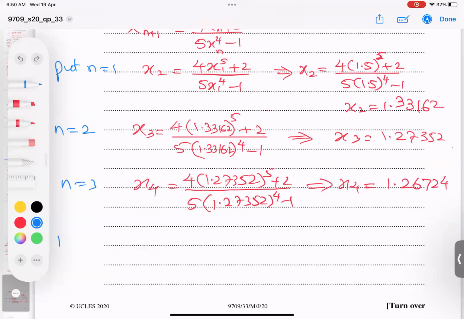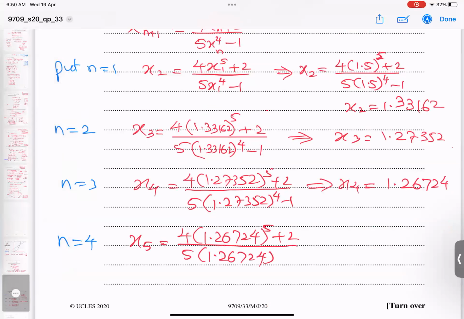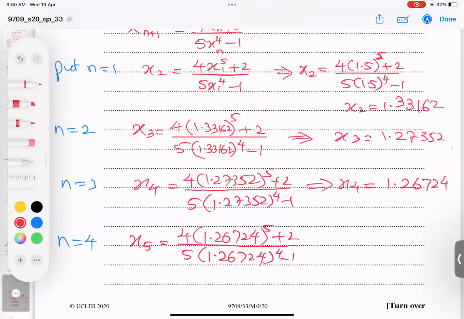The first and 2, 1, 2, 3, now 4 I'm plugging. So x5 is equal to 4 times 1.26724 power 5 plus 2 over 5 times 1.26724 power 4 minus 1. So x5 is coming what? It is coming, students, 1.26717. Now you see that it starts matching.